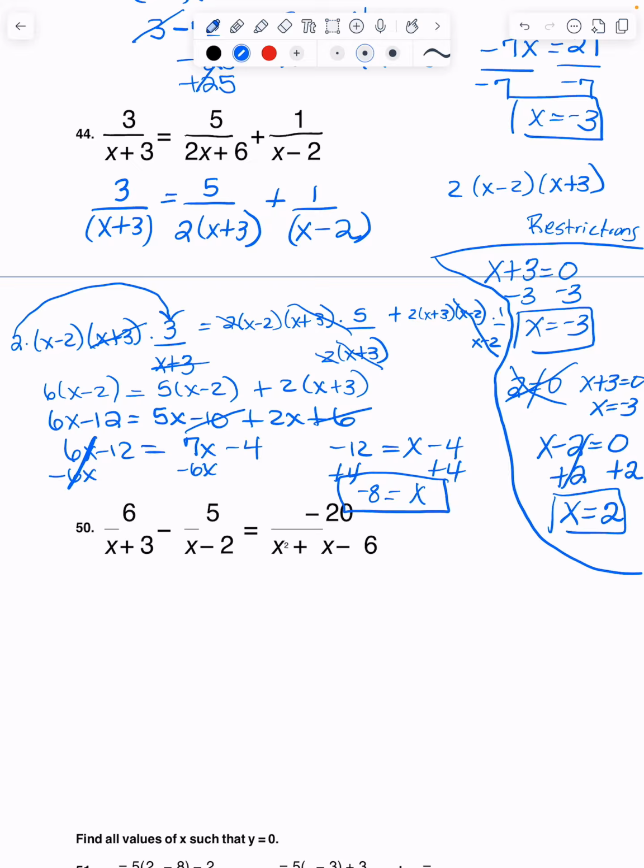Again, the restrictions on the variable mean that these answers that I've gotten, if plugged into the denominator, would make them 0, would make my fraction undefined, and I'm not allowed to do that. All right, let's work one more example of this type.